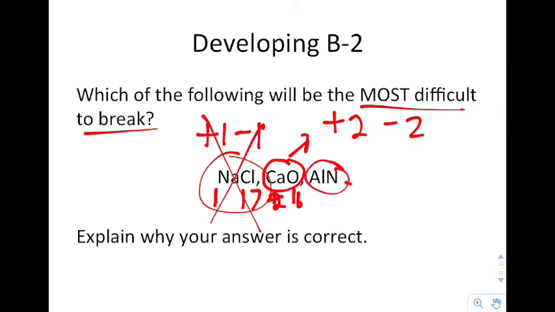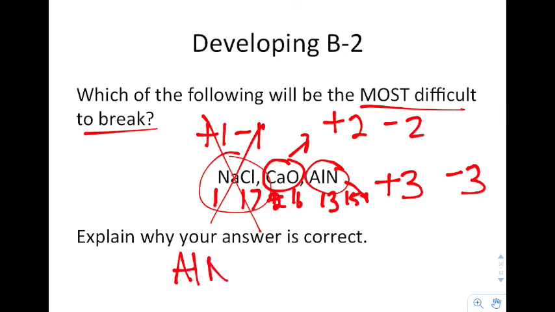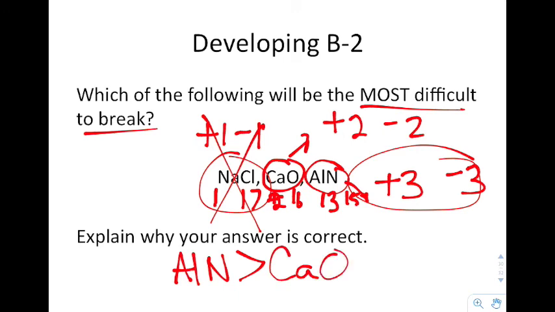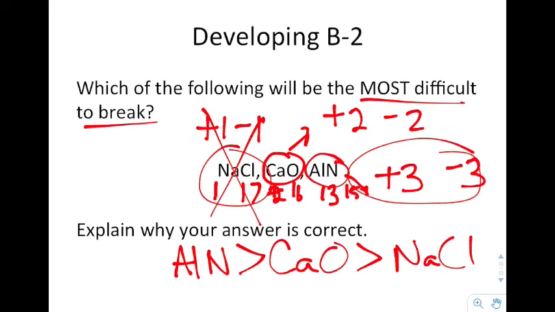The last one is aluminum and nitrogen. Aluminum is in group 13 and nitrogen is in group 15. Because of that, aluminum is +3 and nitrogen is -3. That is going to be the strongest attraction of all of them. So if you had to rank them in terms of strength, this one is going to be the strongest because of the +3, -3. Then you have calcium and oxygen, which is next because of +2, -2. Then finally you have sodium and chlorine, which is last. It's still very strong, it's just not as strong as aluminum and nitrogen.